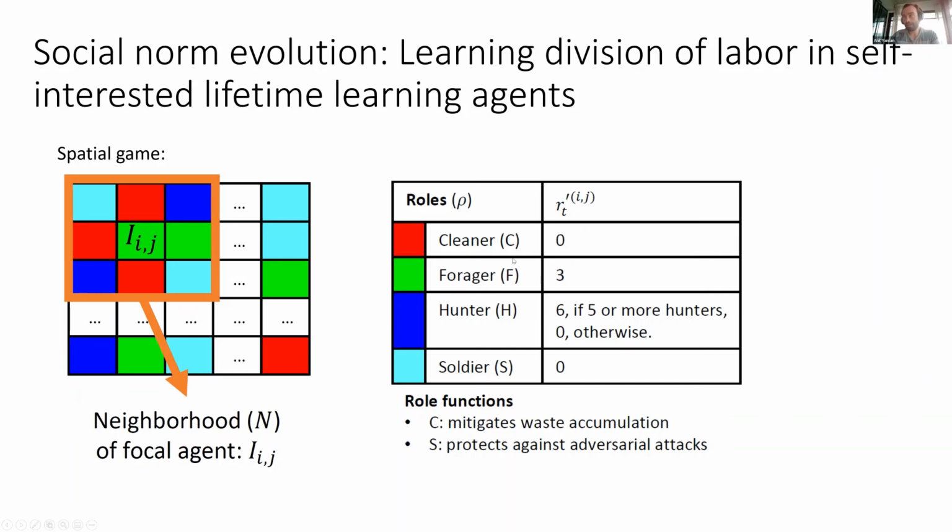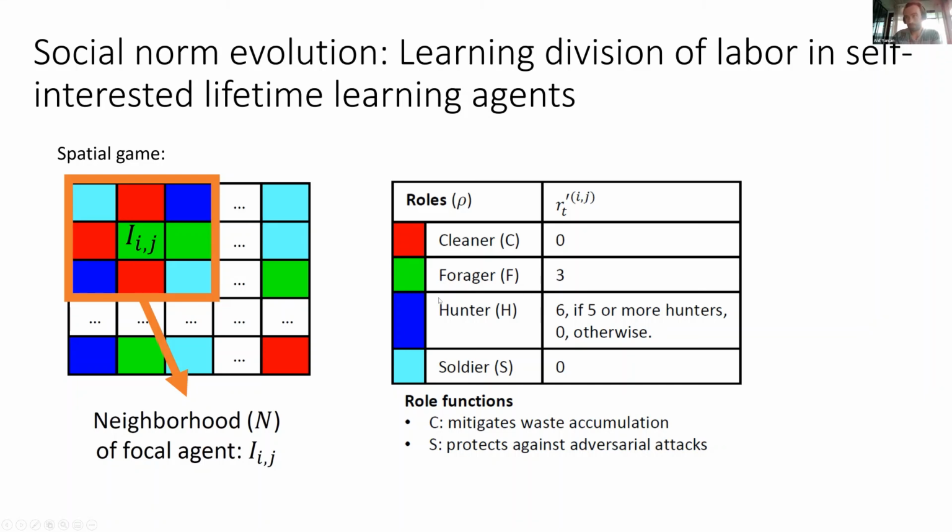And we define this game. For instance, we have a cleaner that doesn't get any payoff, but it's beneficial for the group. There is always constant waste accumulation in the environment, and if there is a cleaner in the environment, it cleans this waste in the neighborhood, and this helps the working of other agents. Otherwise, this waste accumulation over time reduces the fitness, or reduces the payoff, that the other agents receive.